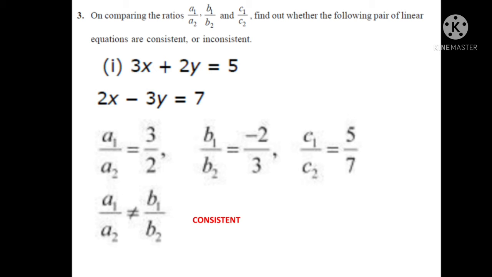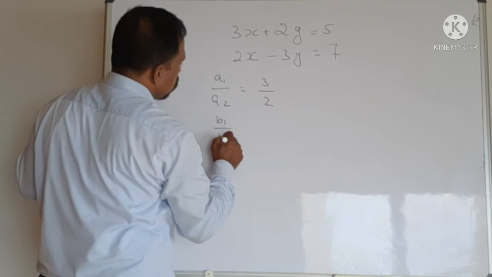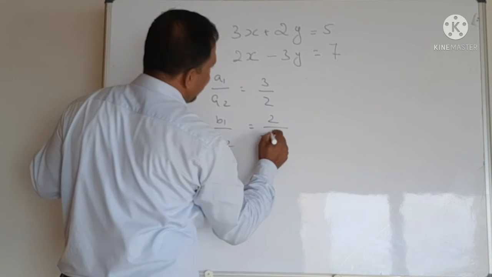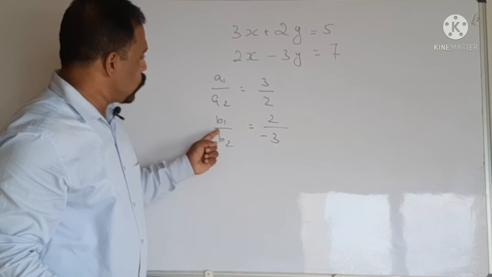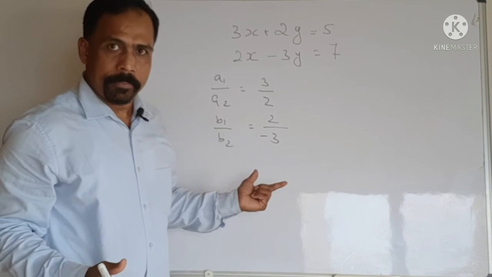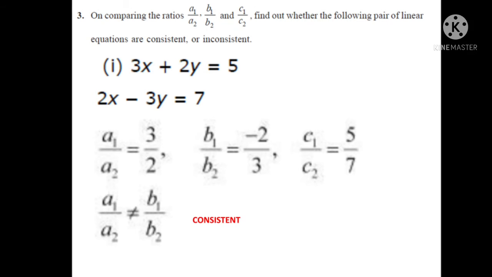Now let us do this. Here A1 by A2 is 3 by 2, B1 by B2 is 2 by minus 3. So from here itself we can make out A1 by A2 is not equal to B1 by B2. Therefore, they are intersecting lines. If they are intersecting lines, they are consistent.